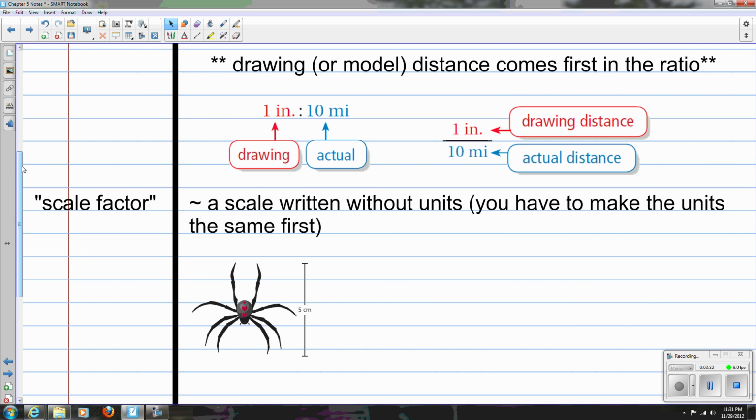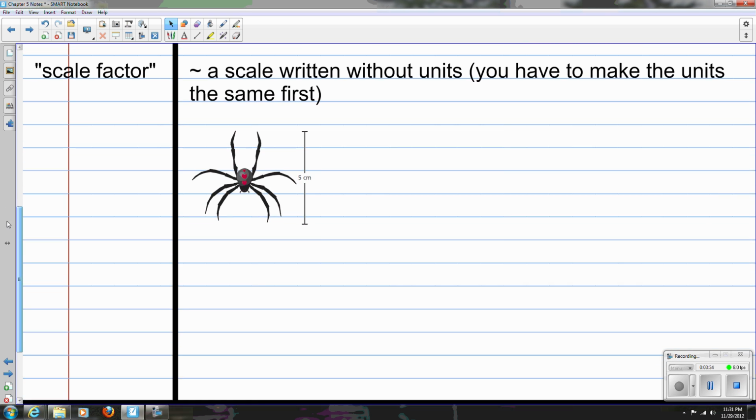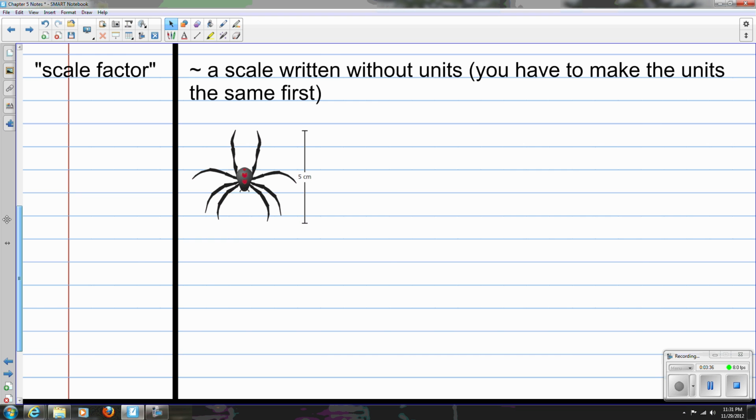So let's go ahead and do the first example. Actually, the only example we're going to do today. There are two other examples in your textbook. They deal with using a map and a ruler to find the actual distance. So if you want to check those out, you certainly can.